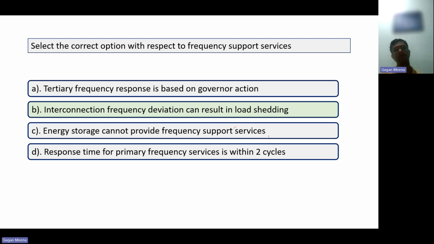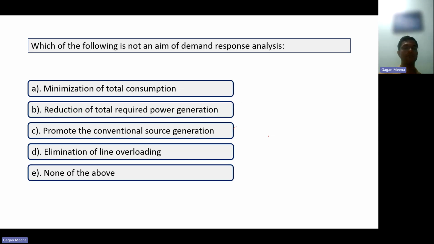So here the correct option was that the interconnection frequency deviation can result in load shedding. Others are all incorrect here. Now the next question is, which of the following is not an aim of demand response analysis? First one is minimization of total consumption. Yes, we want to minimize that because the problem here is this.